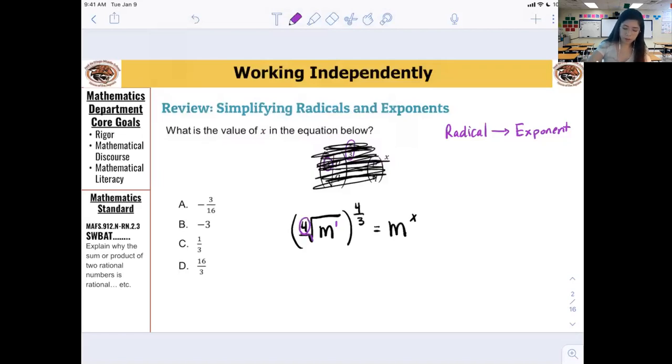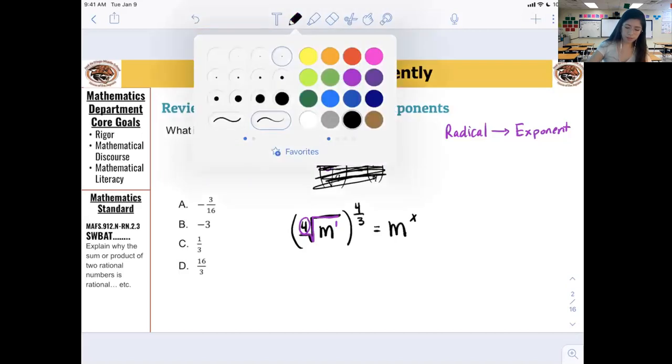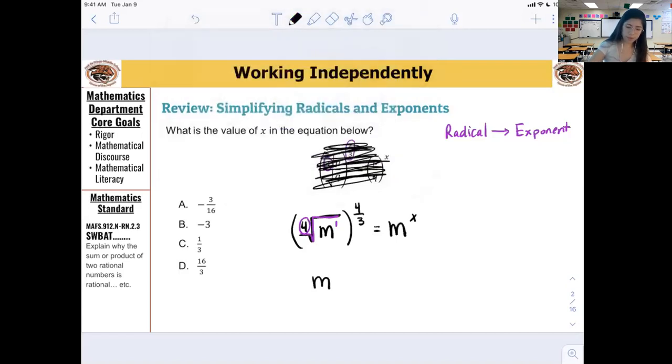The fourth root of M to the power of 1, we can rewrite that as M to the power of 1/4. And that's just our rule. The number that was out on the ledge goes to the denominator. The number that's on the inside, the exponent of 1, goes up to the numerator. But I still have this 4/3 that has to come down. So I'm just going to bring that down.